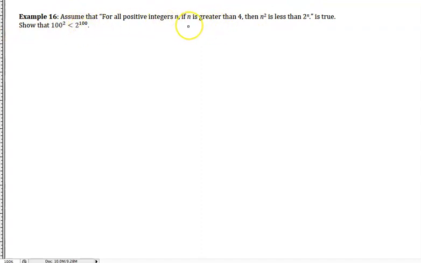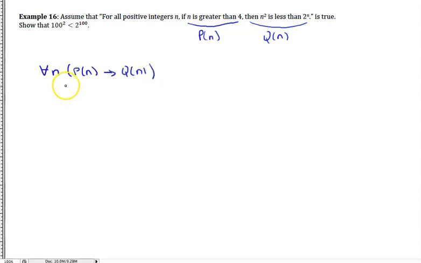Okay, so let's see, we have some statements here. Let's make this P of n, and this Q of n. So my premise says for all positive integers n, if P(n) is true, if n is greater than 4, then Q(n) is going to be true. And we want to show that 100 squared is less than 2 to the 100.